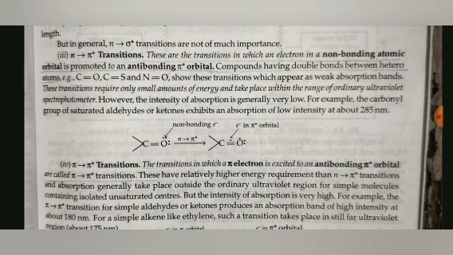Third is n to pi star transition. These are the transitions in which an electron in a non-bonding atomic orbital is promoted to an anti-bonding pi star orbital. Compounds having a double bond to a heteroatom, for example C double bond O, C double bond S, and N double bond O, show these transitions, which appear as weak absorption bands. These transitions require only a small amount of energy and take place within the range of an ordinary ultraviolet spectrometer. However, the intensity of absorption is generally very low. For example, the carbonyl group of a saturated aldehyde or ketone exhibits an absorption of low intensity at about 285 nanometers.